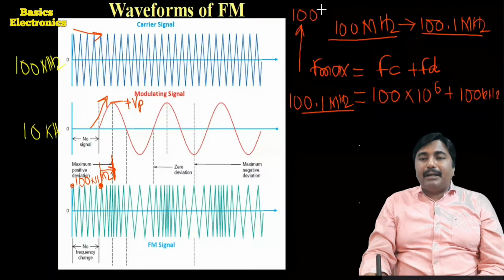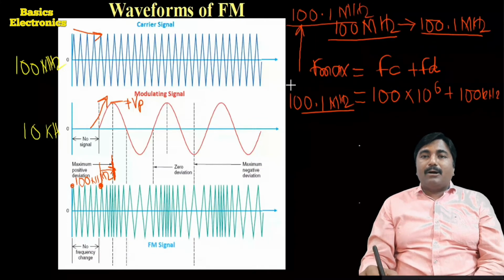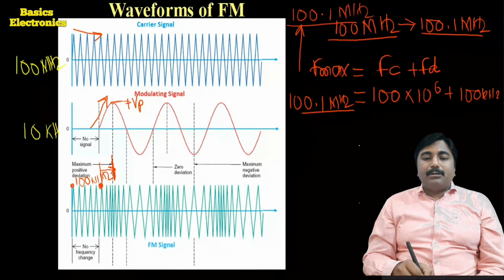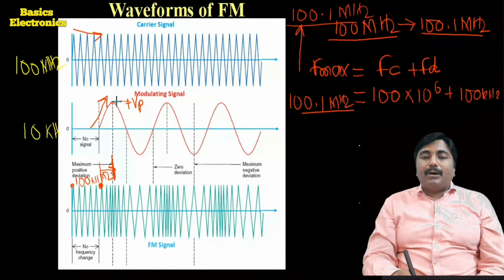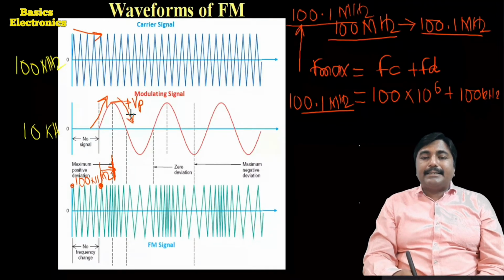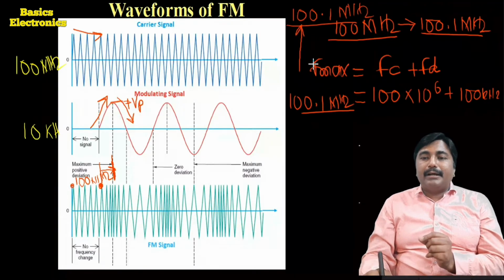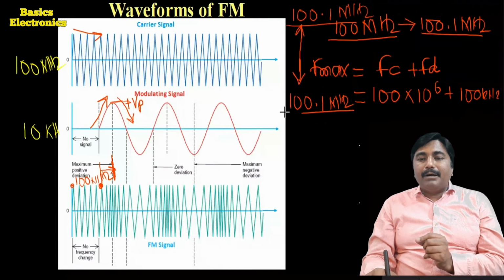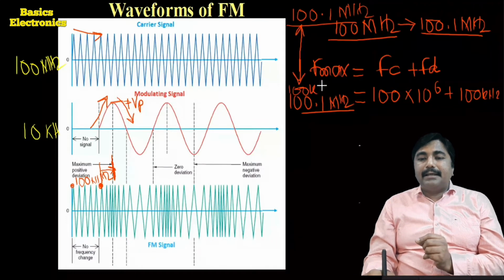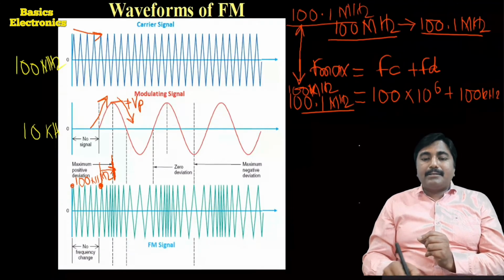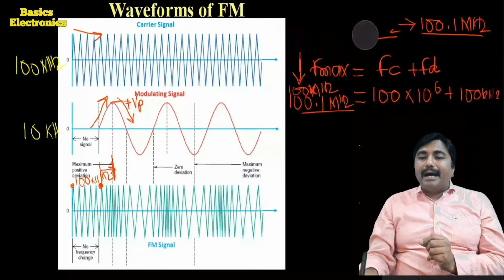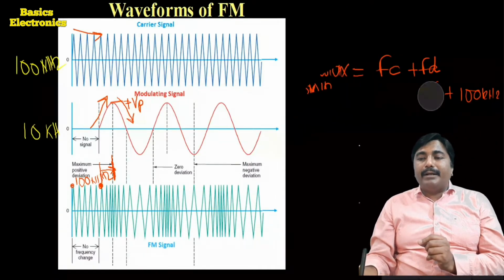Now for this example, it reaches up to 100.1 megahertz because we considered the frequency deviation of 100 kilohertz. Okay, so here as the amplitude of the modulating signal again starts decreasing from peak value to the reference voltage of 0 volts, again it comes back to its normal value, and its normal value is 100 megahertz. Okay, so this is what happens if we apply the positive cycle of the modulating signal.